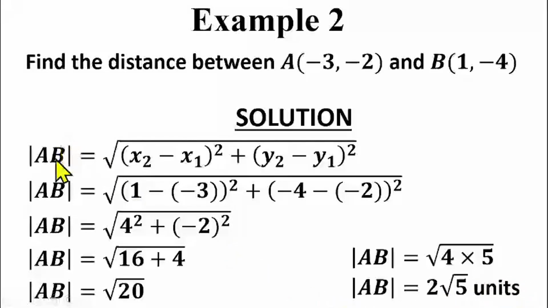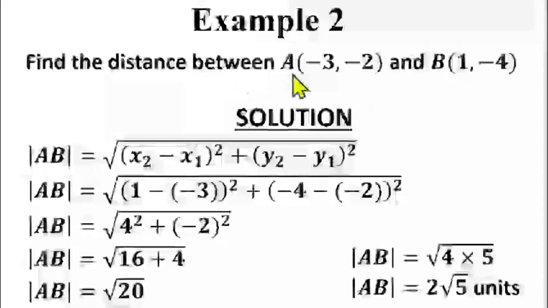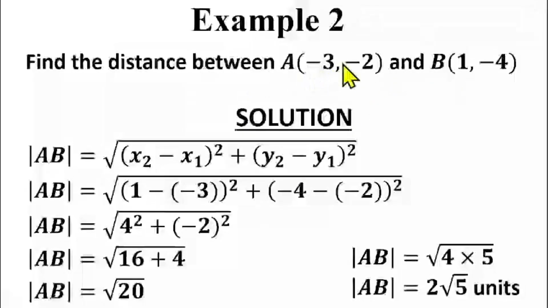So that means the distance between point A and point B is 2 root 5 units, which I believe you understand surds. But if you don't understand surds, please check the video on my channel where I explain surds from the beginning to the end. So we are still talking about how to find the distance between 2 points. We have gotten the distance between point A and point B to be 2 root 5 units.